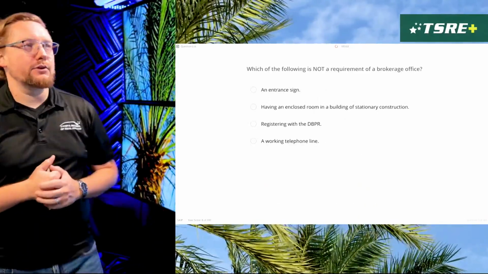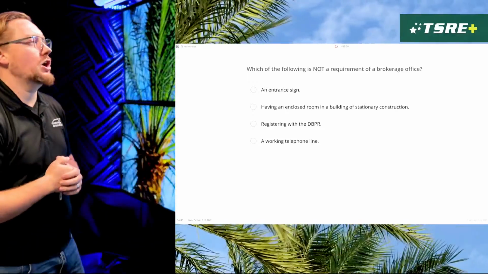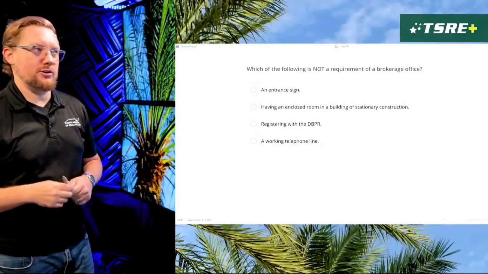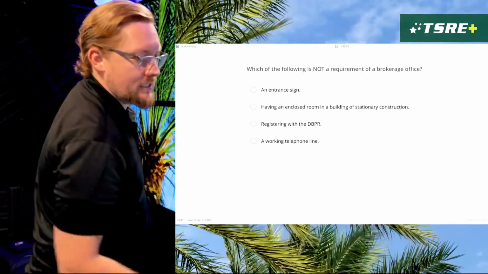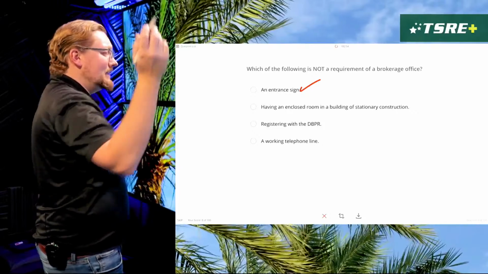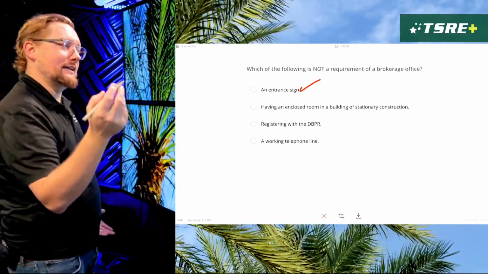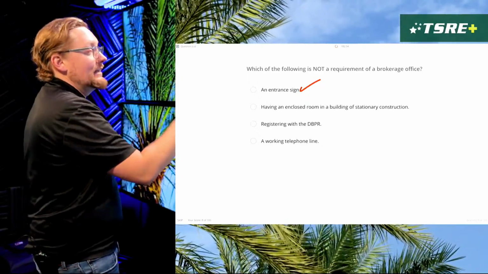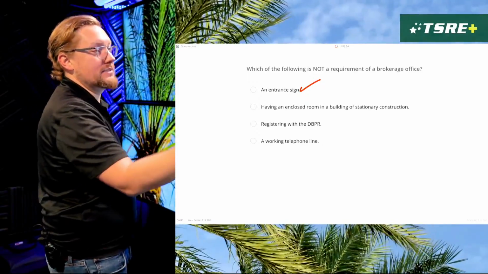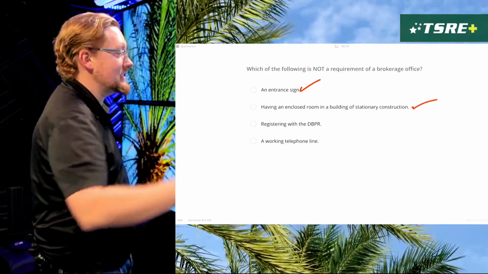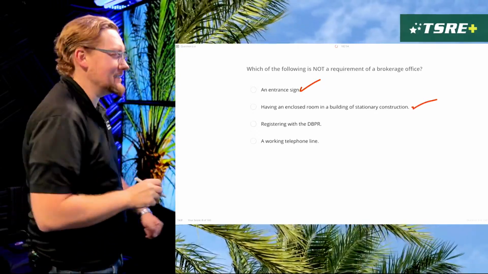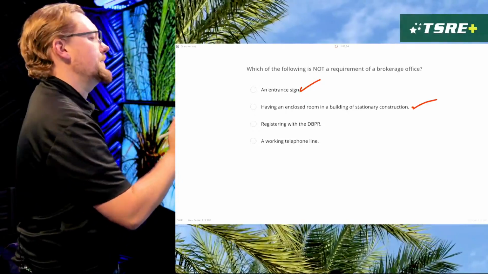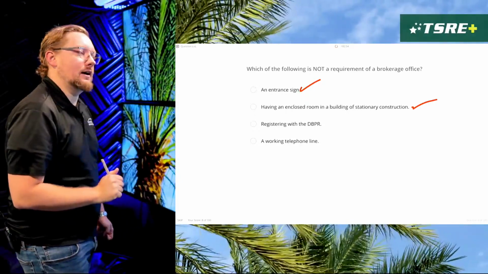Which of the following is not a requirement of a brokerage office? So brokerage offices, do they have to have an entrance sign? Yeah, pretty sure they have to have an entrance sign. So we'll see here, but I'm pretty sure that's something they need to have. Next, having an enclosed room in a building of stationary construction. Yeah, that even sounds right out of the textbook, because it is. It's right out of the laws or the rules, the FREC rules, I believe. Registering with the DBPR.